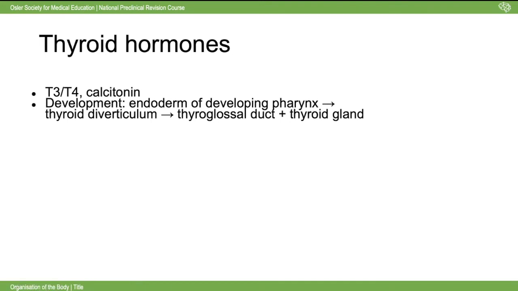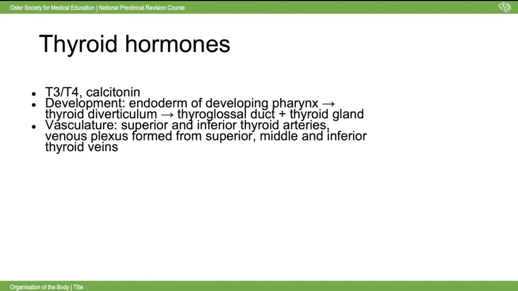And during development, the thyroid forms from the endoderm of the developing larynx, and that starts to protrude out and form the thyroid diverticulum. And as that grows, it becomes the thyroglossal duct, and the thyroid gland develops at the end of the thyroglossal duct. In terms of the vasculature, I think all you need to know is that the thyroid gland is supplied by the superior and inferior thyroid arteries, and it's drained by a venous plexus, which is formed from the superior, middle, and inferior thyroid veins.